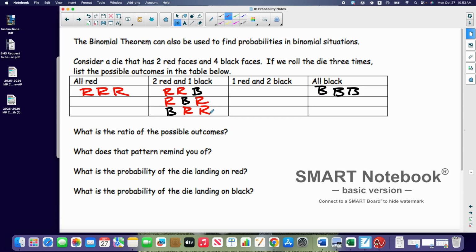If I was drawing a probability tree diagram like we did on Friday, there would be 3 different paths that take me to the same result. Okay? Or I could go 1 black, 1 red, and 2 black. So I could go black, black, red, black, red, black.